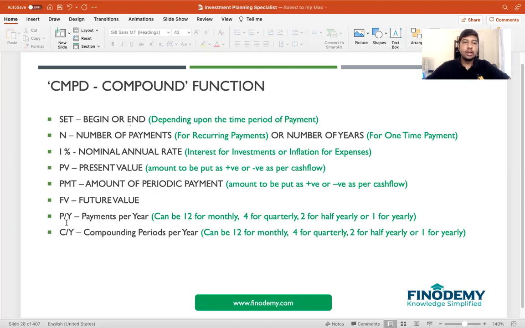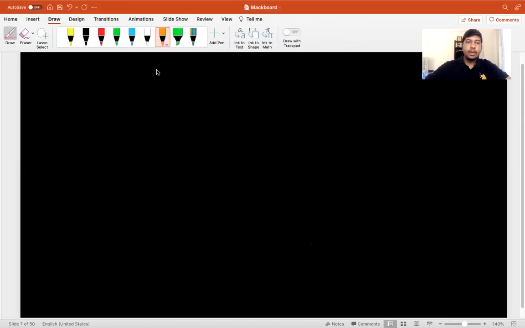Moving to the next field, P/Y, that stands for payments per year. Okay. Now, any kind of payment can either happen monthly, quarterly, half yearly, or yearly. So in case the payments are happening monthly, then in 1 year, you have 12 payments.